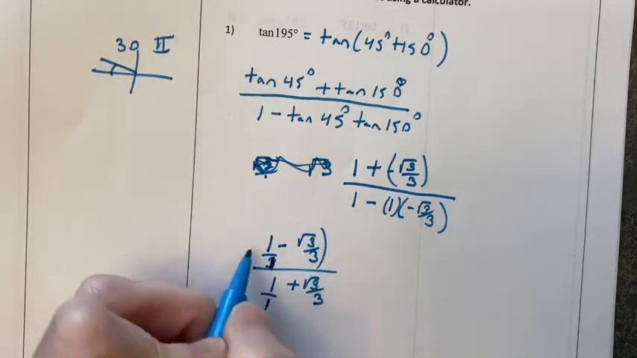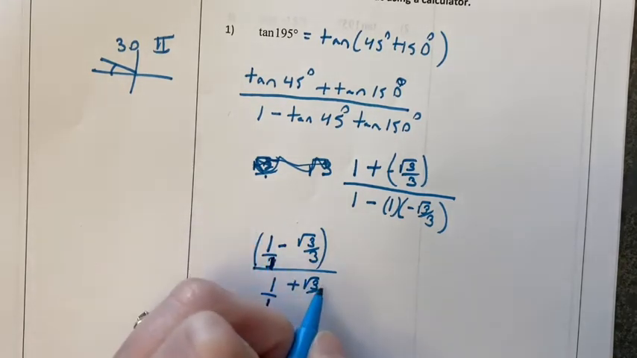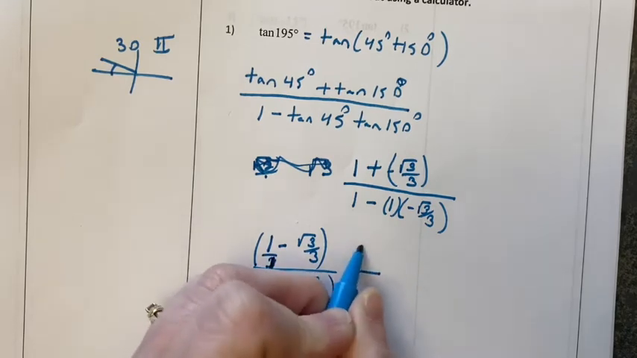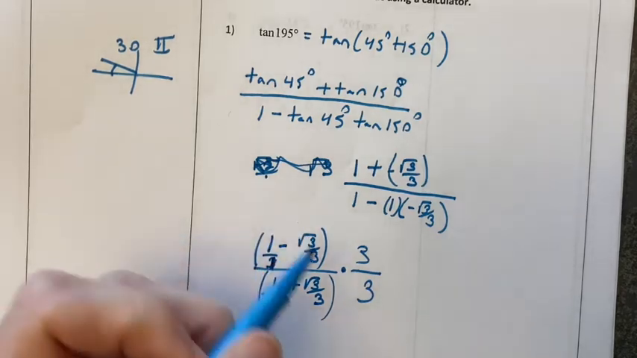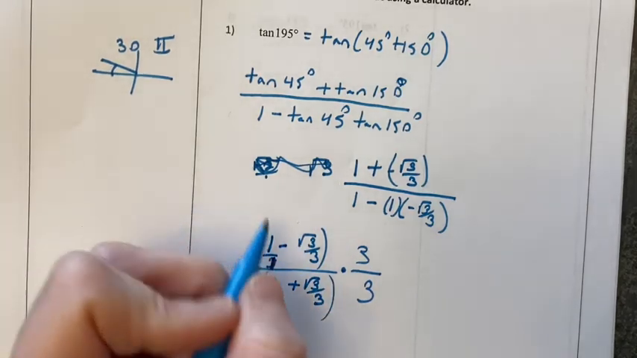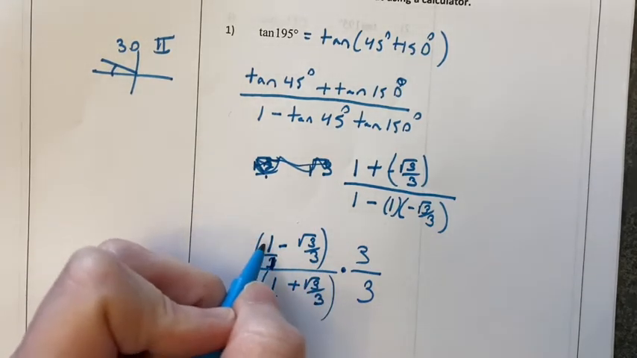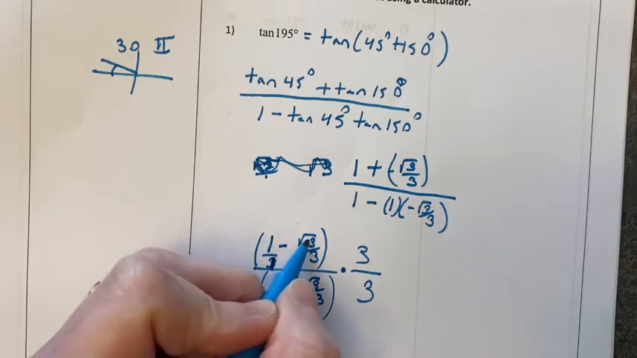So I think what I wanna do is multiply everything through. Basically what I'm doing is multiplying this whole thing by 3 over 3, which is 1, so I'm not changing the value of it. When I multiply this whole thing by 3, I get 3 minus square root of 3.